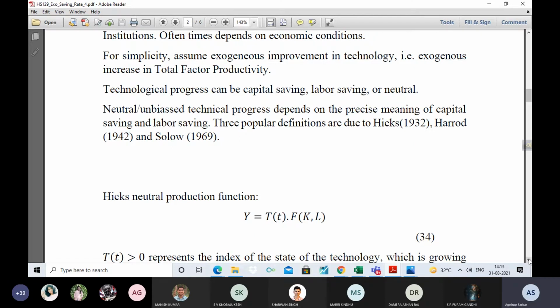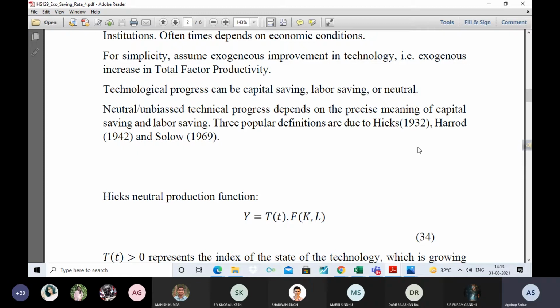Hicks, this was in 1932, during the time of the Great Depression. He came up with this idea of a Hicks neutral technology. And what exactly is a Hicks neutral technology? According to Hicks, any technological innovation is neutral if the ratio of marginal products remains unchanged for a given capital to labor ratio, right?